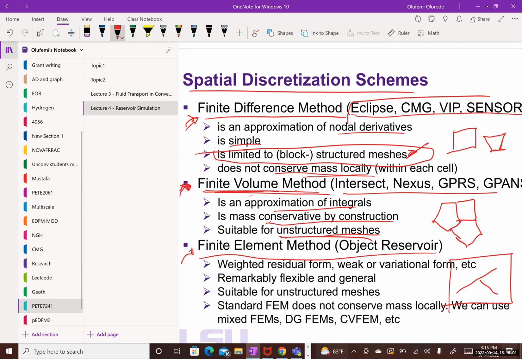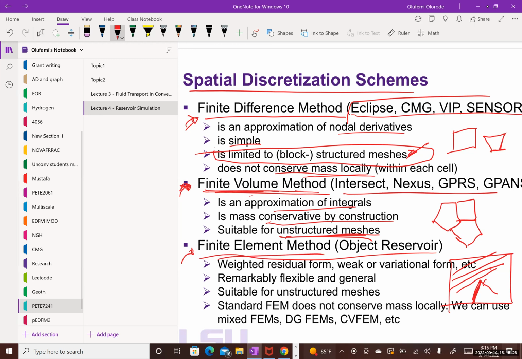You can't make the grid blocks conform to both fractures. If you choose the grid blocks to conform to these guys, and you're meshing it this way, well, you will have a problem meshing another fracture at a different angle. But with unstructured meshes, the meshes can change shape to conform to your fractures and faults and whatever discontinuity you have.